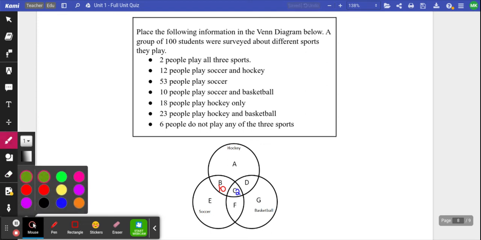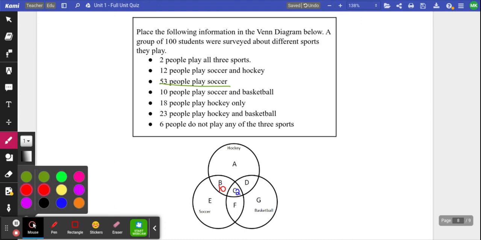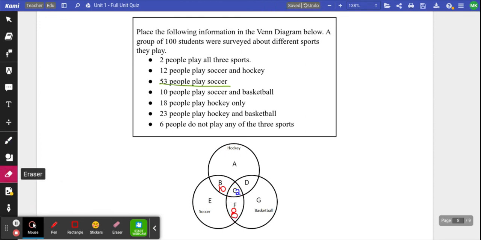All right, next one. 10 people play soccer and basketball. 53 play soccer. We can't do that yet. The reason we can't do that yet is because we don't know how many people are here in the soccer bubble. So I move on to the next one. 10 play soccer and basketball. That means 8 people go here, for a total of 10 in soccer and basketball right there. Perfect.